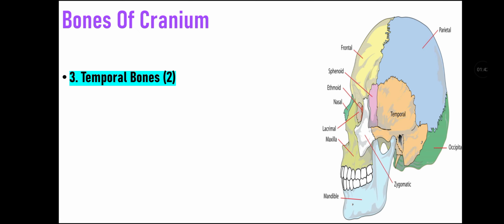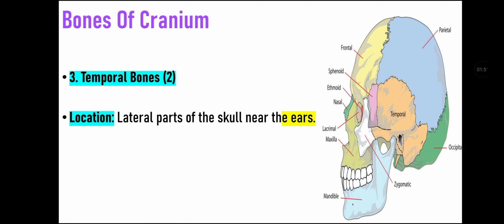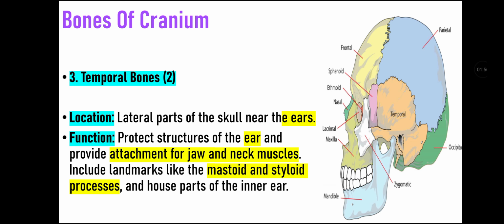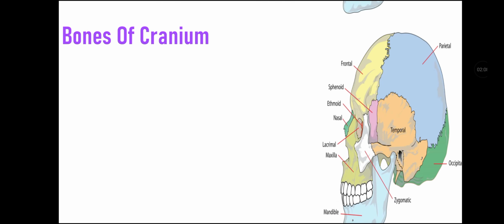Next bone we have is temporal bone. There you can see in diagram, the orange color bone is temporal bone. They are paired bone, that means there will be two temporal bone in every skull. Location: they are located at the lateral parts of skull near the ears. Function: they protect structures of ear and provide attachment for jaw and neck muscles. They include landmarks like mastoid process and styloid process. It houses parts of inner ear.